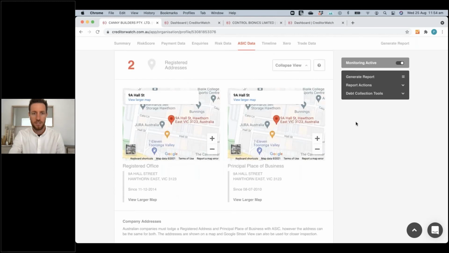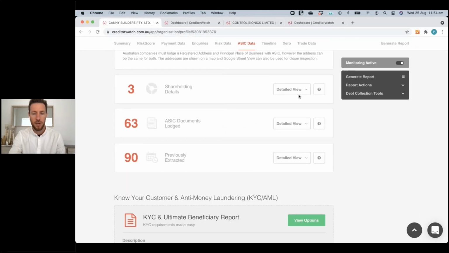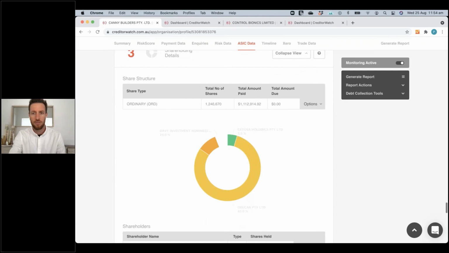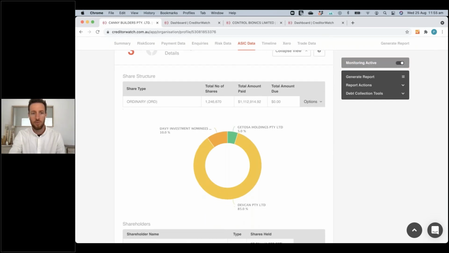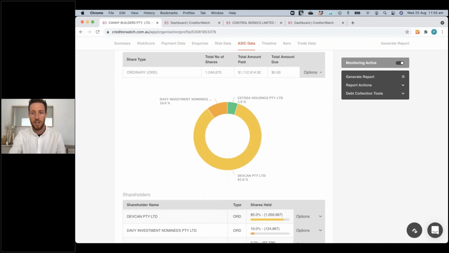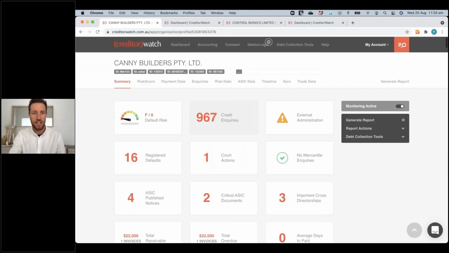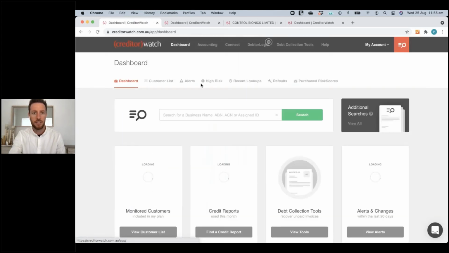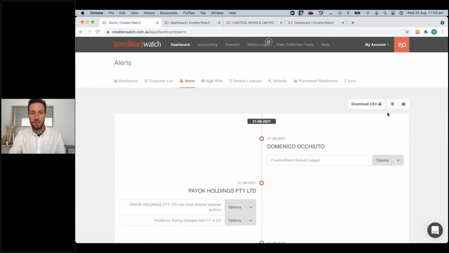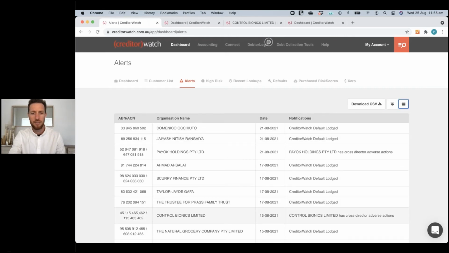We have the addresses of the company, shareholding information as well. And of course, the ability, in this case, I'm already monitoring them. So I will receive email alerts on a daily basis if anything changes. So if we jump back onto the CreditorWatch dashboard, we can see alerts that may be coming through on a daily basis for important changes to companies I'm monitoring.